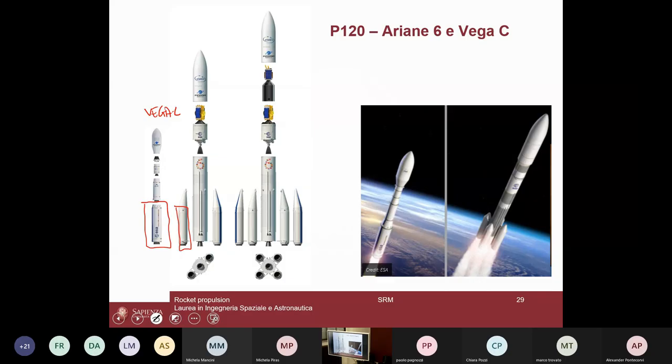This will be called the P120. And you see here some images. Of course, these are drawings because the rocket has still to fly. And possibly it's foreseen for the first half of next year, the Vega C, and the second half, Ariane 6.